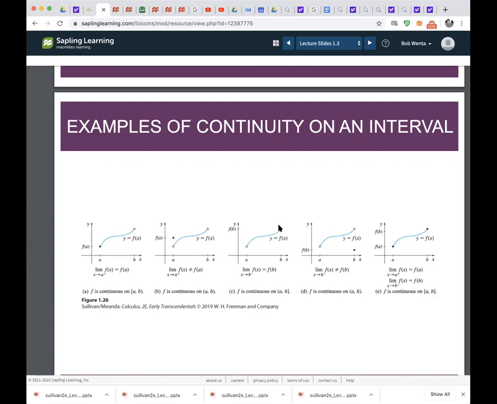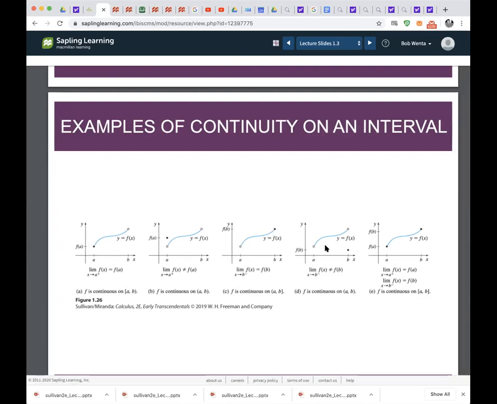Open a, closed b. Open, open. Even though there's a b down here, it's open, open. It's not continuous at b, and then we've got closed, closed brackets on the solid dots here and here.